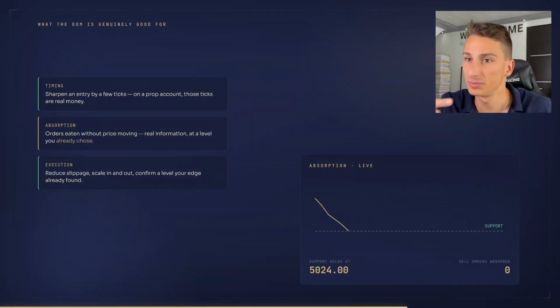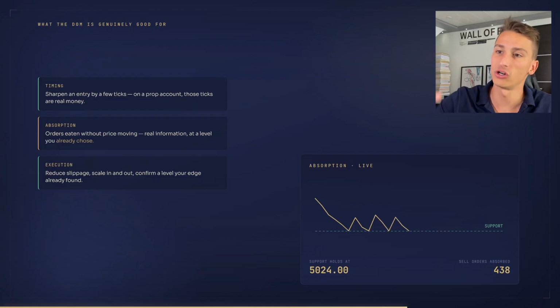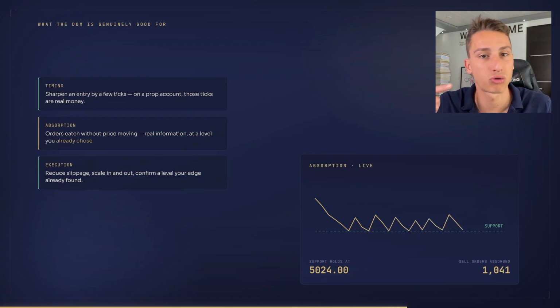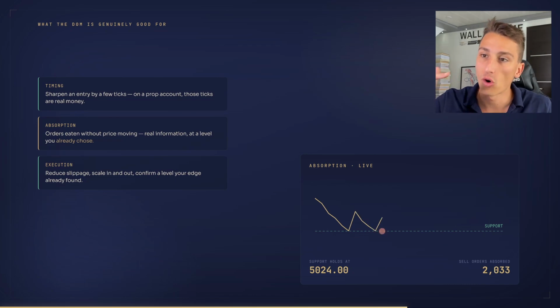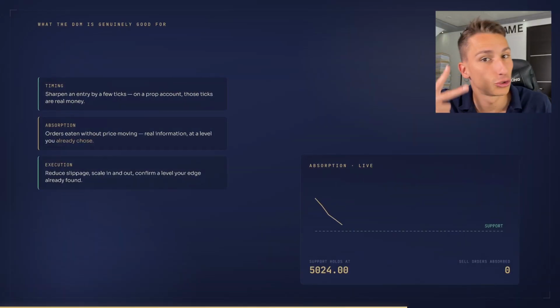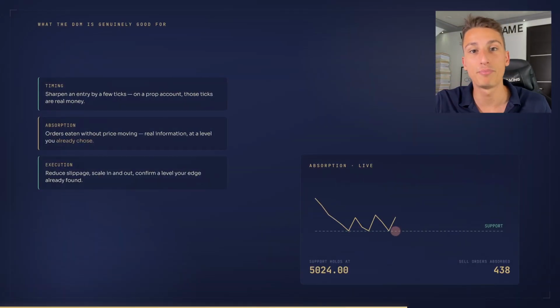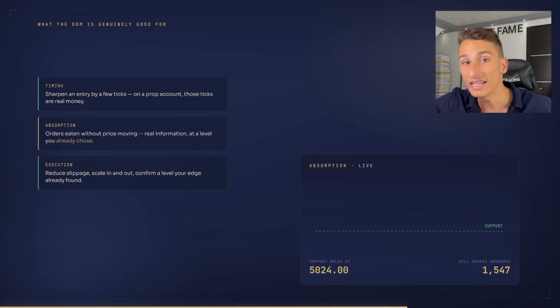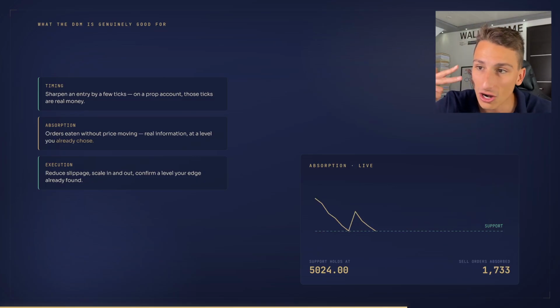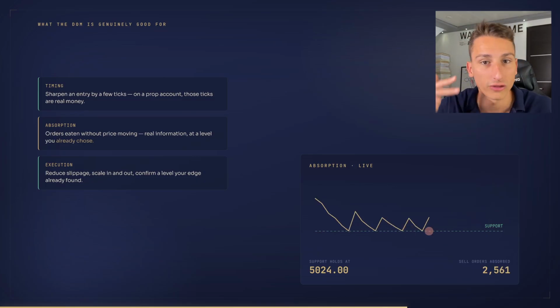When price keeps hitting a level and the orders keep getting eaten without price moving, that's real information at a level you already care about. And the last thing, the third thing that the DOM is doing actually well, is the execution quality. Reducing slippage, for example, thanks to the limit orders, scaling in and out, confirming a level you found through your actual edge. And now, do you see the pattern?